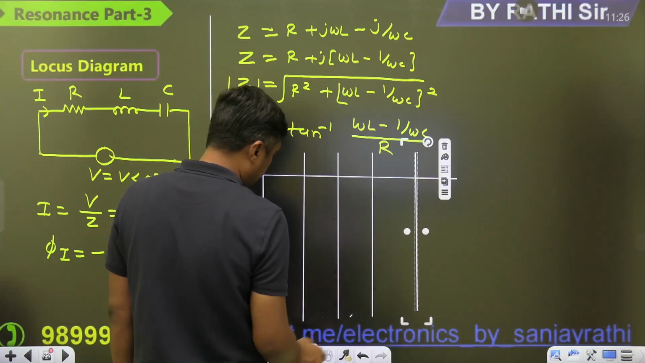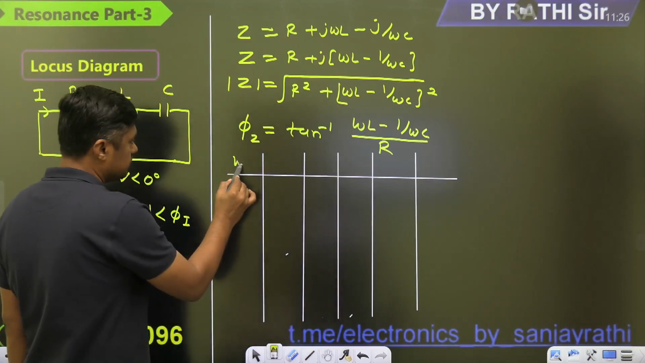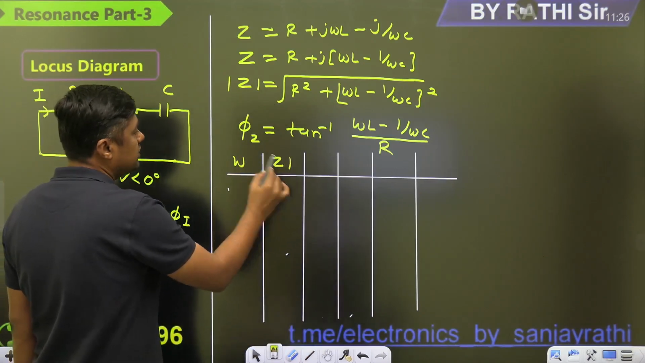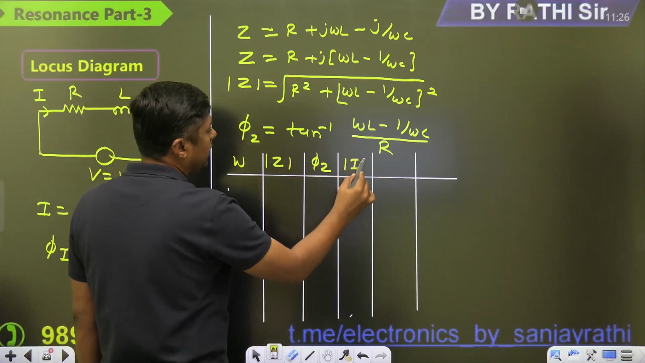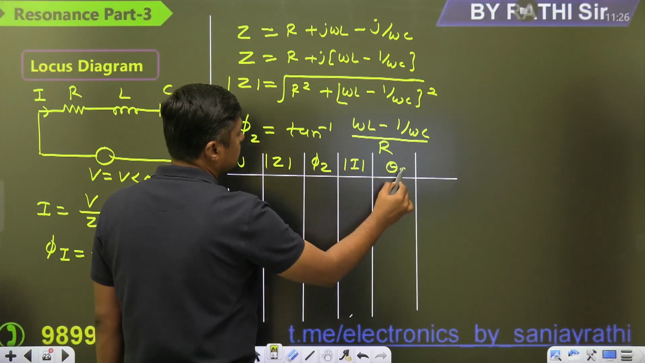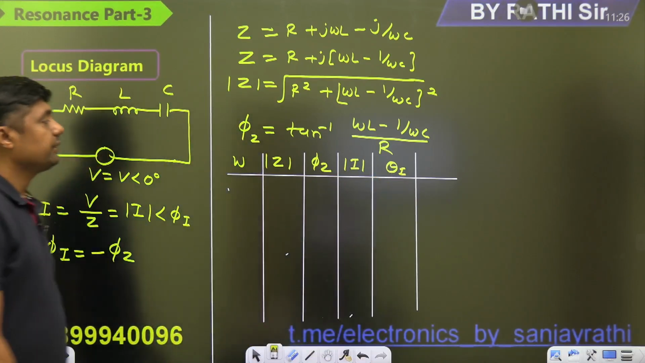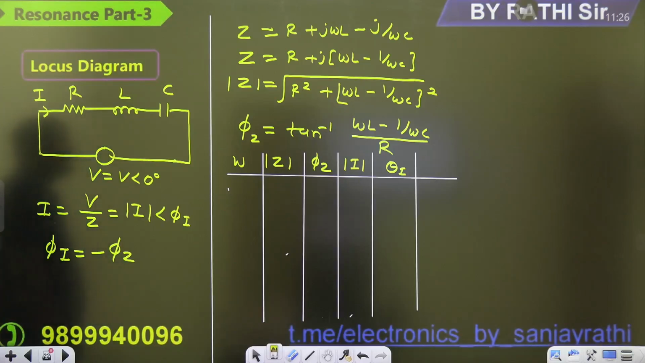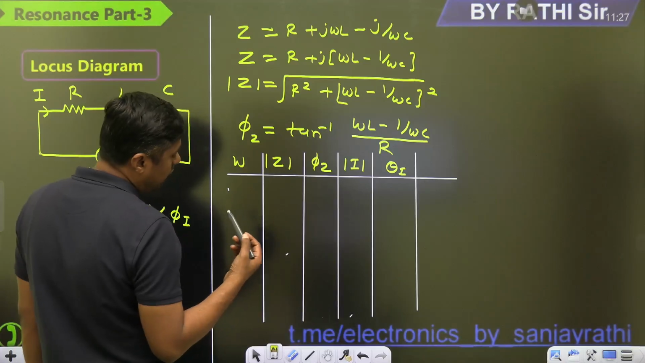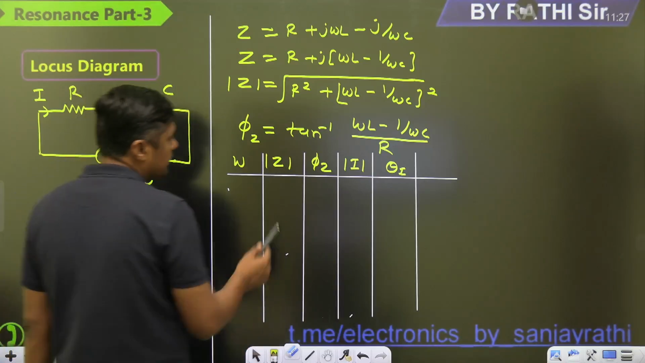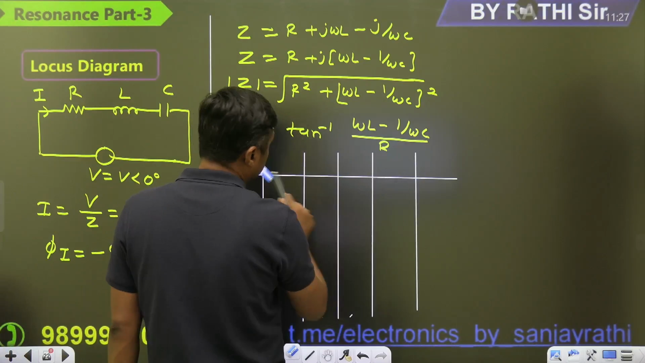Normally omega is variable, so omega. What is the magnitude of Z? Phi Z. Magnitude of I, phi I. Okay. Tell me. Watch it carefully, no? Watch it carefully. When omega is 0, I have to give the two values, two more table here. Otherwise, you are not going to get the idea about that.